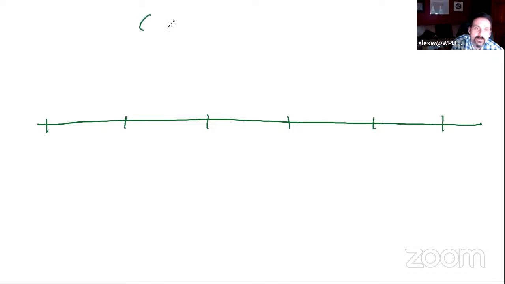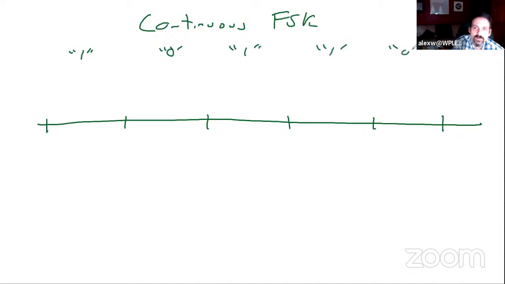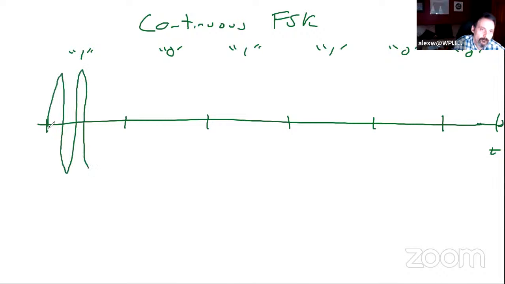the way continuous FSK would work is, let's say this is a binary 1, that's a binary 0, that's a binary 1, that's a binary 1, that's a binary 0, that's a binary 0. And this is time. What would happen is the following. So let's say I got this frequency here. Oh, but now I need to go to, let's say, this crazy frequency.